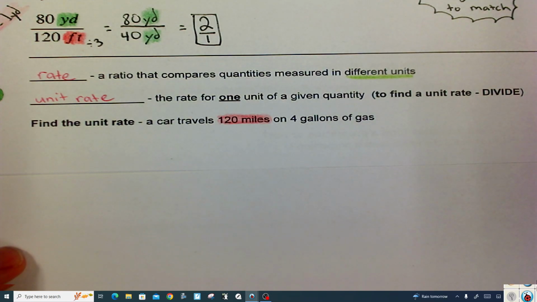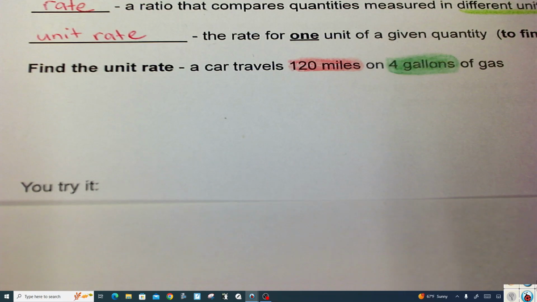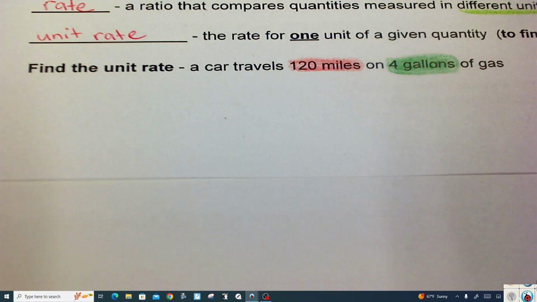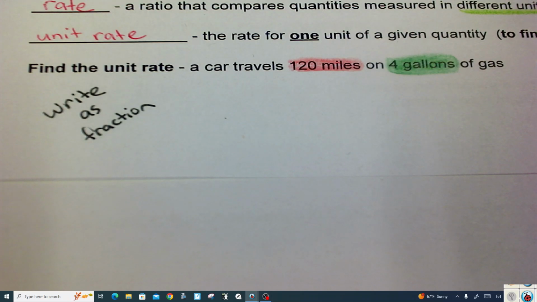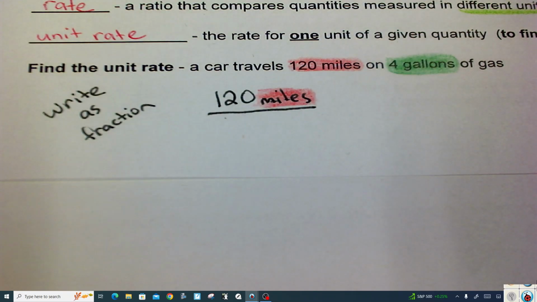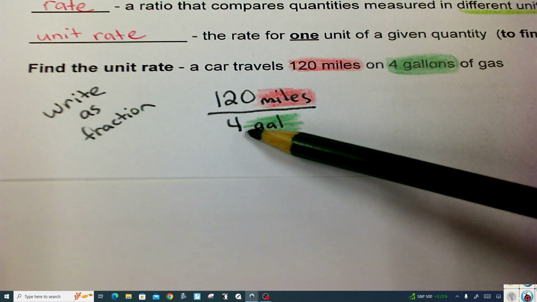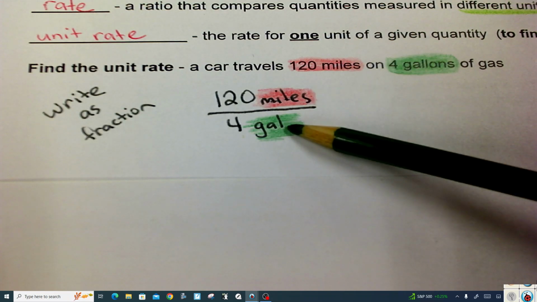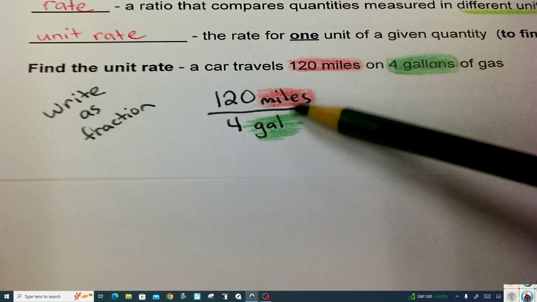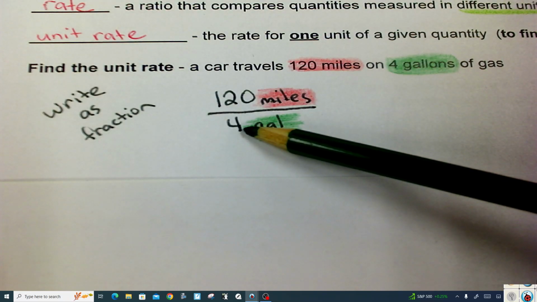A car travels 120 miles on 4 gallons of gas. So when you read this sentence, what I'd like you to do is pretty much write it as a fraction. So since 120 miles was given to us first, let's put that on top. And let's put the second number on the bottom so we can make a ratio. So 4 gallons on the bottom. And yes, this is a ratio, but it's a very special ratio. It's a rate because we have two different units on there. And so since we've already got two different units, we're halfway through to making it a unit rate. Now we just got to get this to a 1.